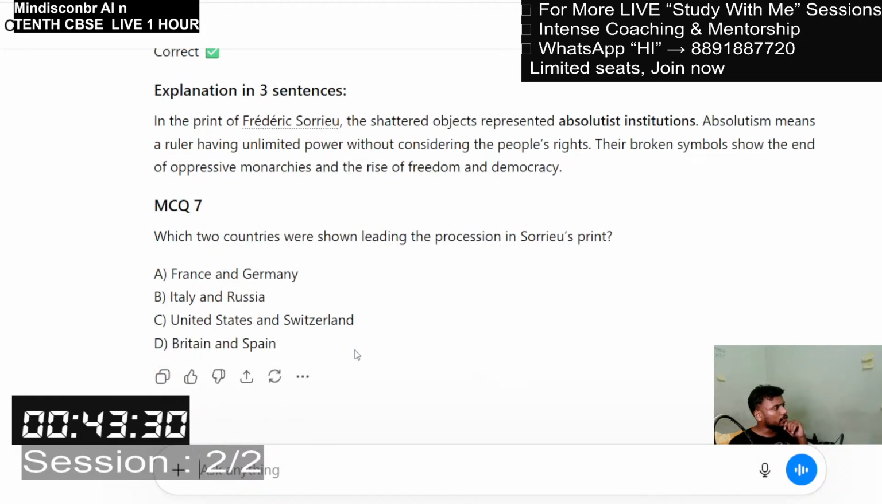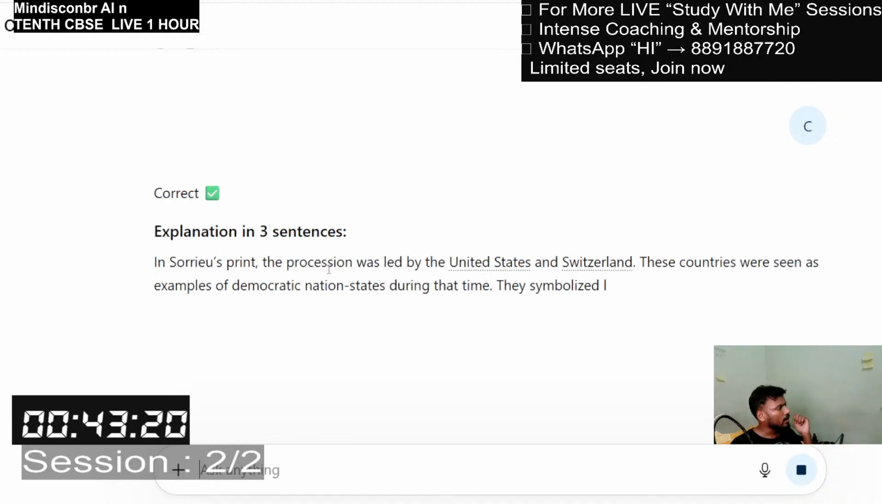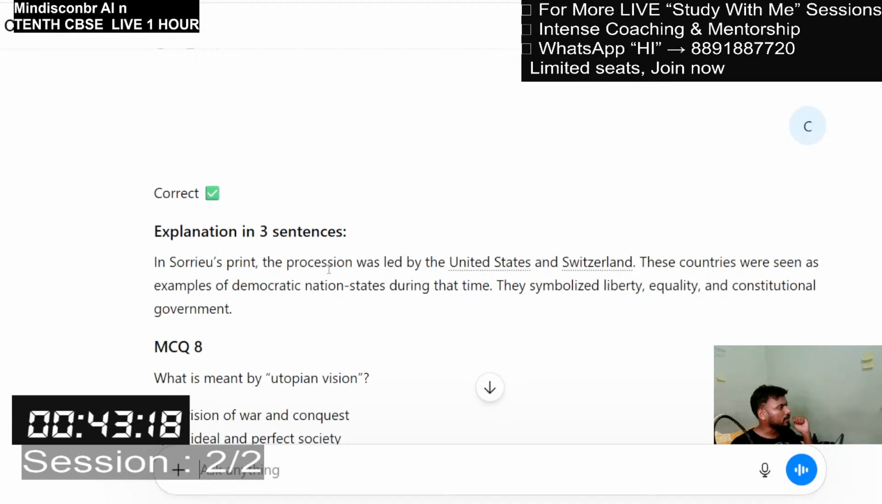Which two countries were shown leading the procession in Sorio's print? United States and Switzerland. Explanation in three sentences: in Sorio's print, the procession was led by the United States and Switzerland. These countries were seen as examples of democratic nation states during that time. They symbolized liberty, equality, and constitutional government.